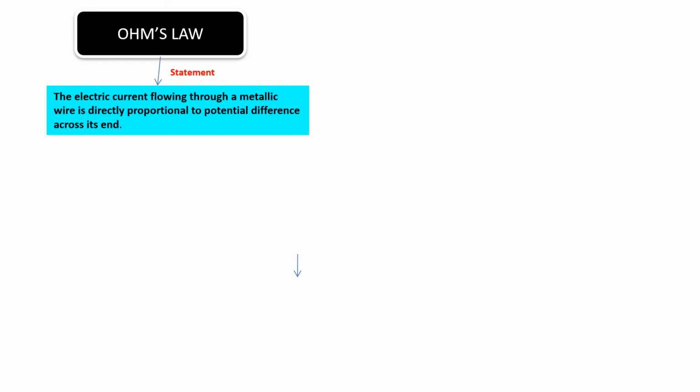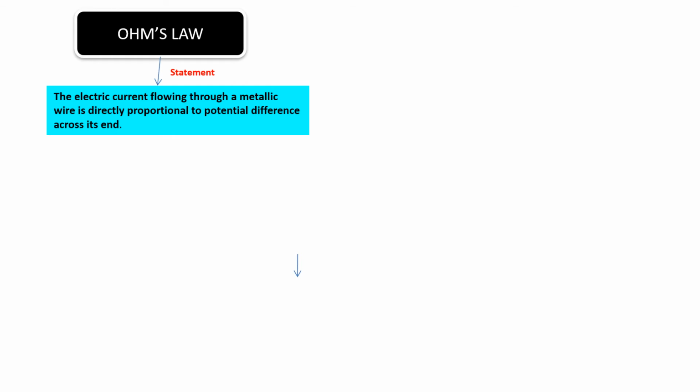He said that the electric current flowing through a metallic wire. See, every word is important. Kindly don't deduct anything from the statement. और ये they ask you in the exam, so इसको तो by heart learn कर लेना. That the electric current flowing through a metallic wire is directly proportional to potential difference across its end.